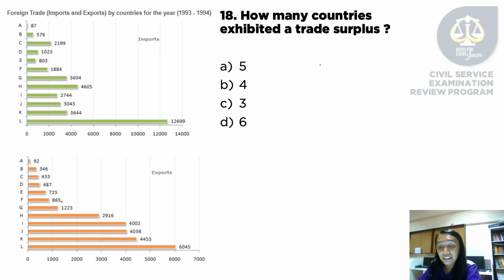So, as I said earlier, out of the 12 countries, 8 showed a trade deficit, where their imports are higher than their exports. Four have a trade surplus, where their exports are higher than their imports. Therefore, the correct answer is letter B.